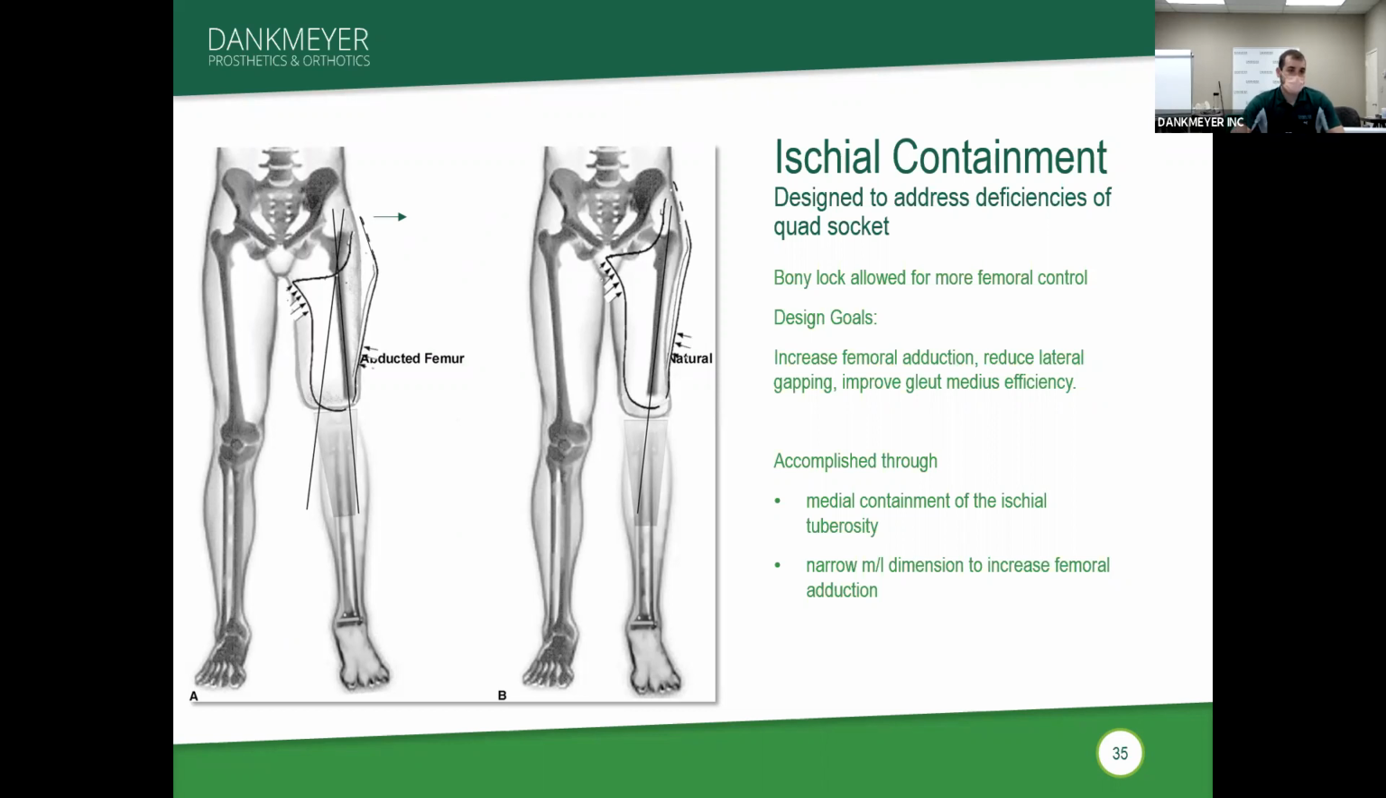You can have an ischial containment style socket, but if it's not containing the ischium, it can lead to more proximal medial pressure. And then it ends up being kind of like that quad socket, where when the femur wants to abduct, you have a distal lateral force and a proximal medial force trying to cancel that out. So then you'll typically get some increased gapping at the proximal end as well.